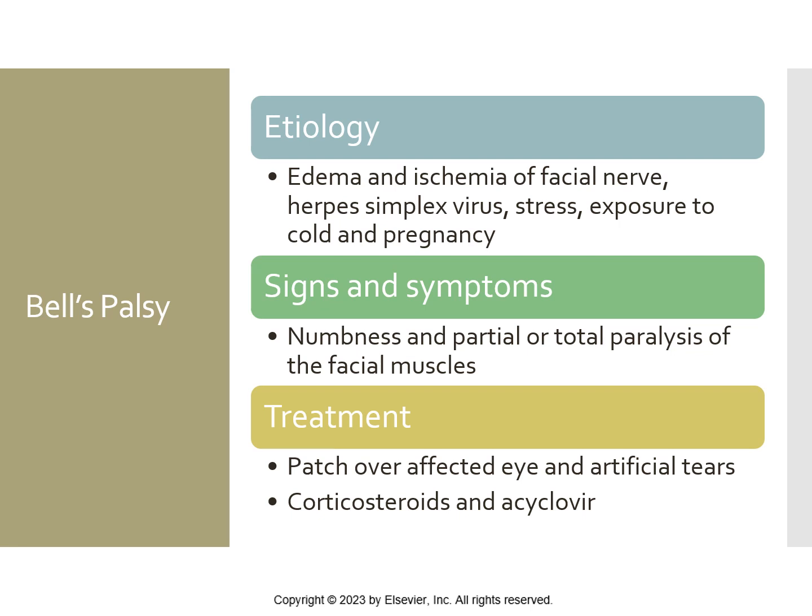Corticosteroids can be given if they are started right after the beginning of symptoms. Acyclovir can be prescribed as well because herpes virus may be a causative organism. Bell's palsy will recur in 10 to 15% of patients.